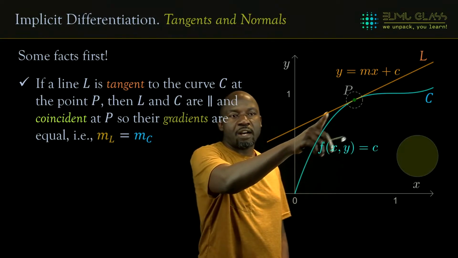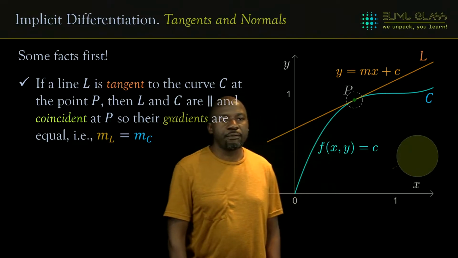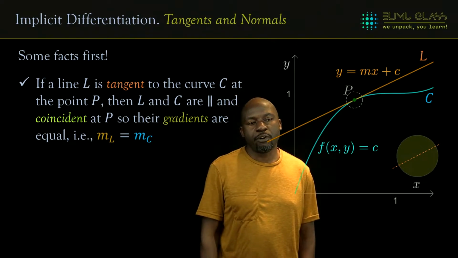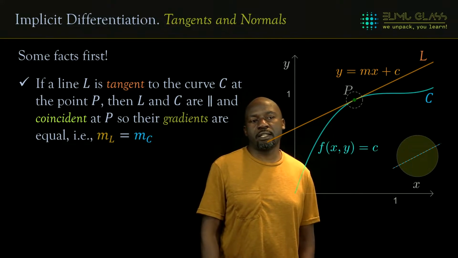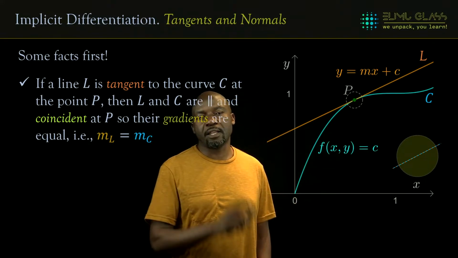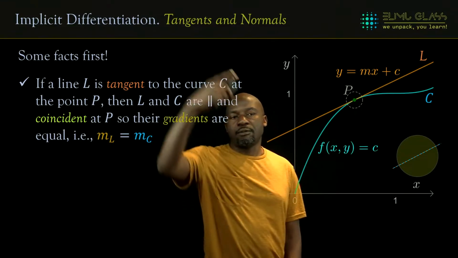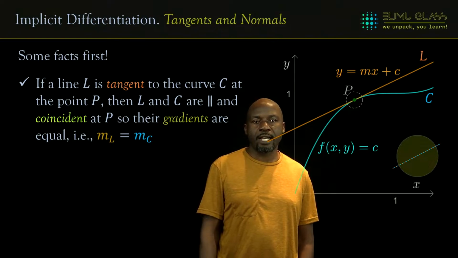So I've just blown up that point there, and if that refers to line L, then curve C around that point P is also going to occupy the same spot. The key point here, other than being coincident, is that they are parallel, and if they are parallel, from the previous statement, their gradients must be the same. All right?